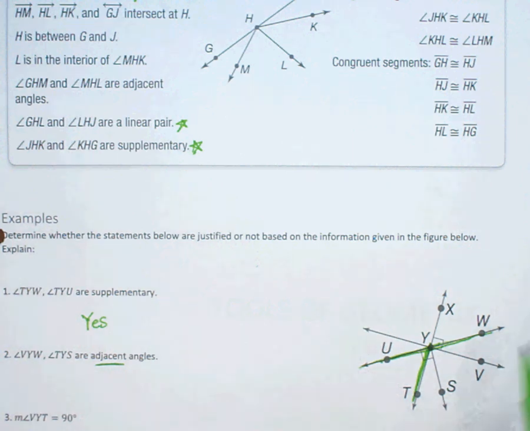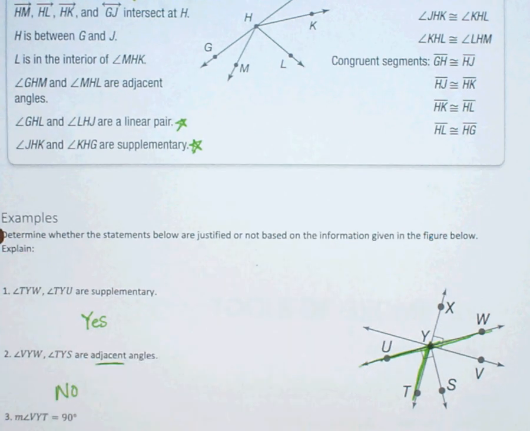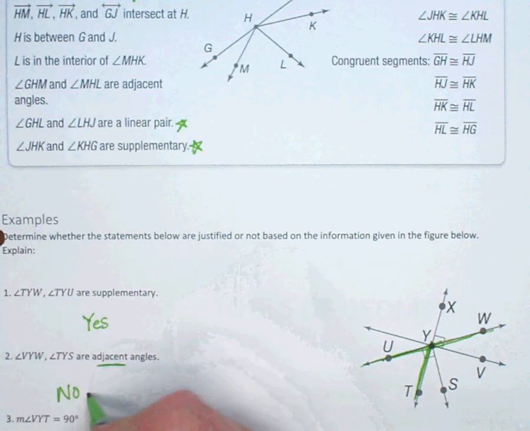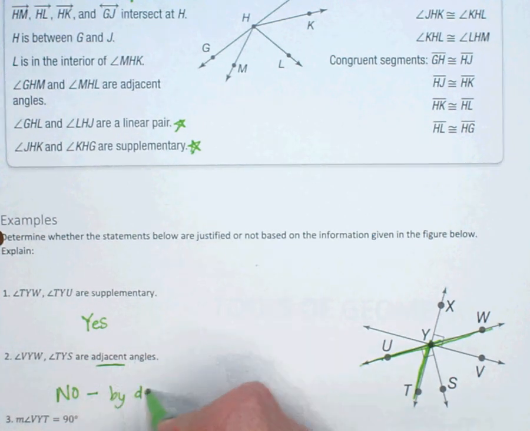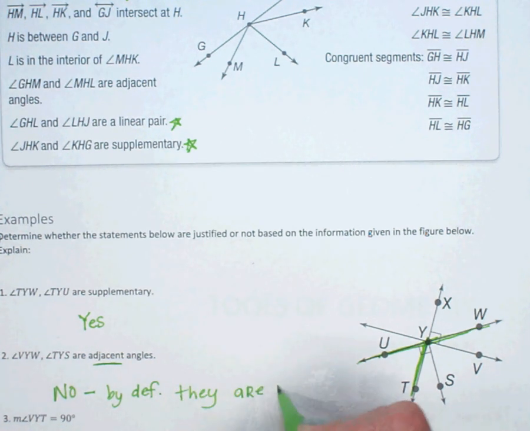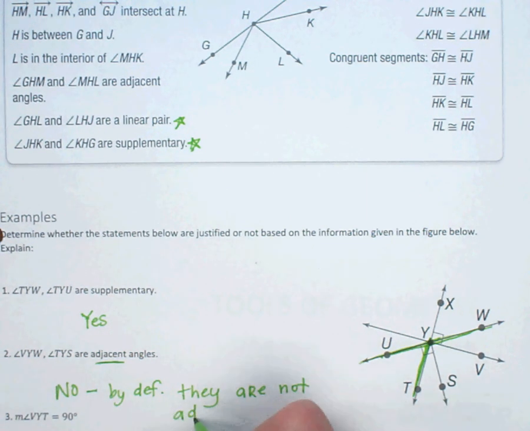So if I look at VYW and TYS, oh, well shoot, those aren't even adjacent. Remember, they do share that vertex, but they have to share a side too. So, just by definition, they aren't adjacent. If they were, we could assume. But since they're not even adjacent angles, we can't assume that they're adjacent.